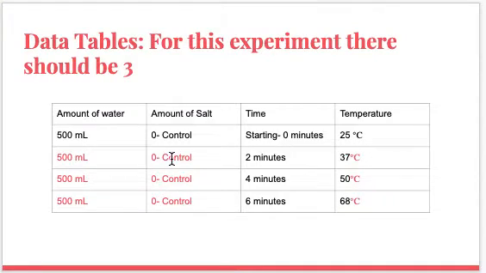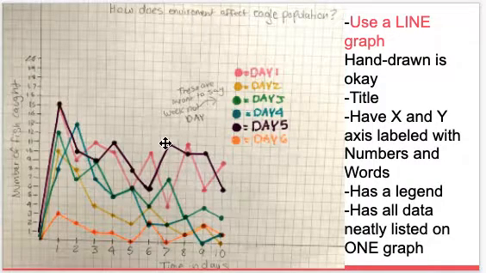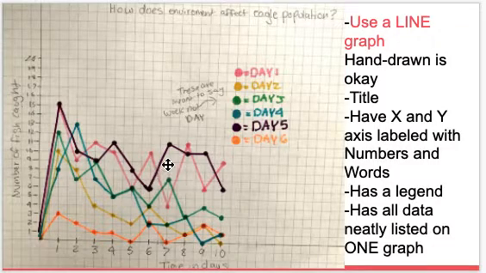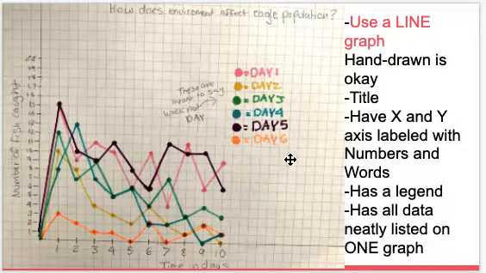So using this data table, you're going to make a graph. I put a graph here from another student, and I included this one because she frankly had all the correct things that would get her full credit. For her, she had 6 different data sets, and I want you to put all data sets on one graph, so you're not making 3 separate graphs. So you have 3 data tables, but you have one graph that you're going to put all of this on.